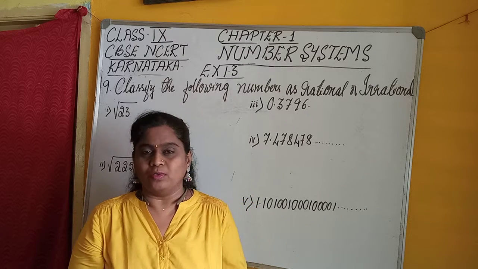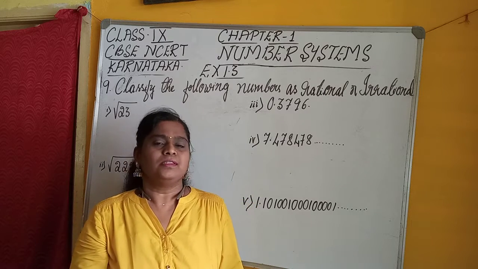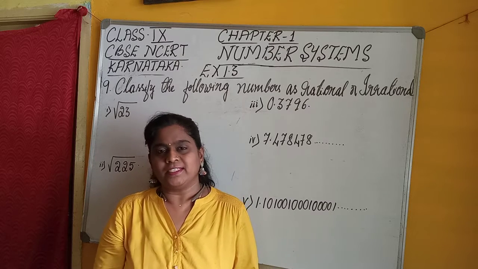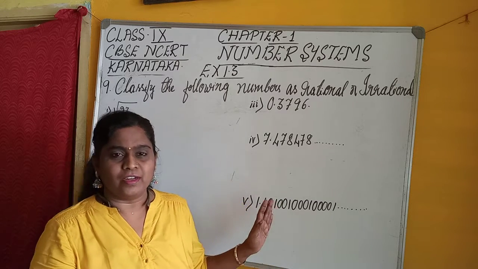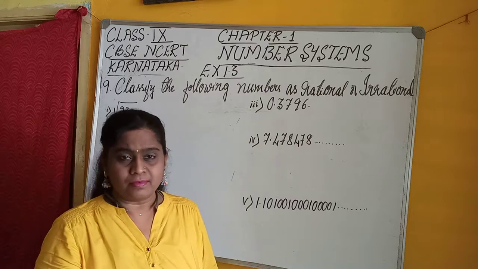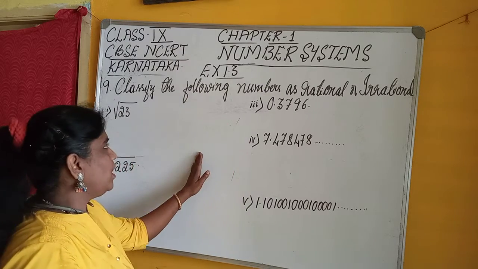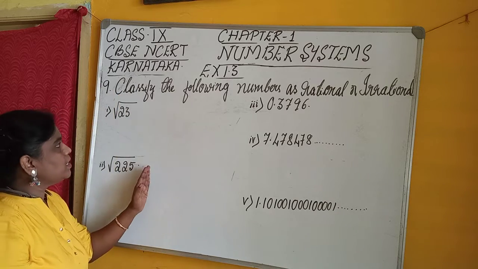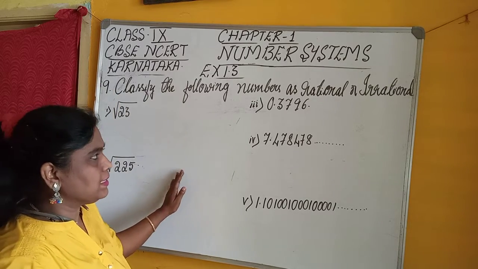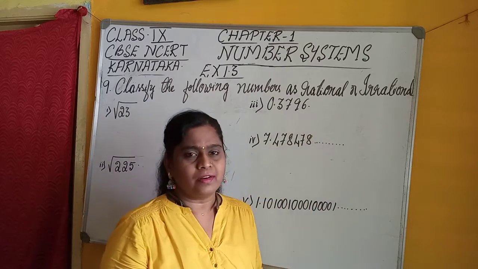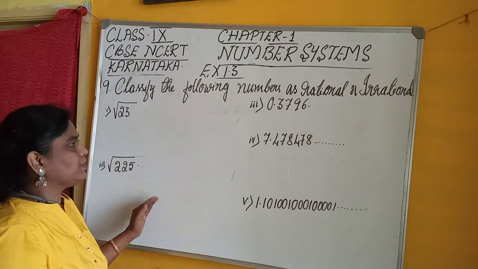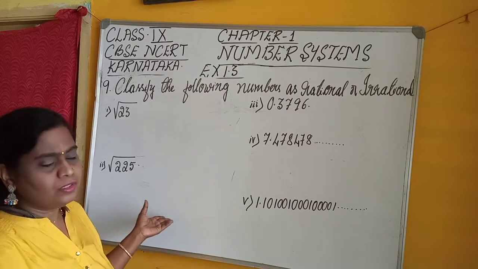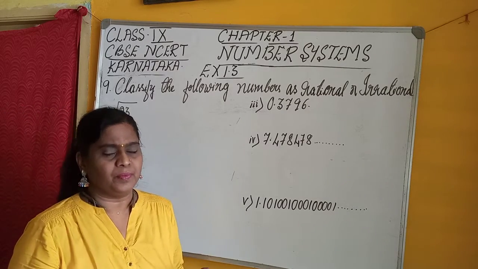It's a class for 9th standard students, CBSE/NCERT and also for Karnataka state students. In the very first chapter, Number Systems, in Exercise 1.3, the question is: classify the following numbers as rational or irrational. Here some numbers are given. We have to classify whether each is a rational number or an irrational number.